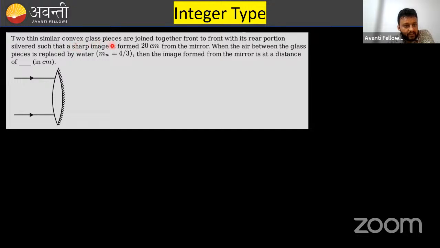Two thin, similar convex glass pieces are joined together front to front. And rear portion is silvered such that a sharp image is formed at 20. Okay, rays are coming from infinite. So image should be formed at focus. When the air between the glass piece is replaced by water, that means initially there was air inside it. Then the image formed from the mirror is at a distance of how much centimeter?